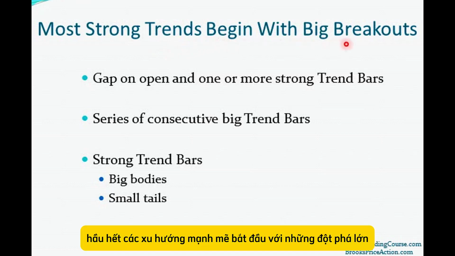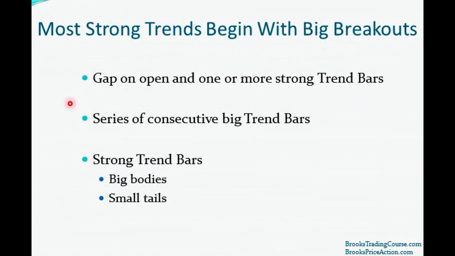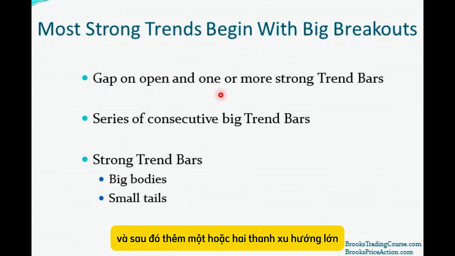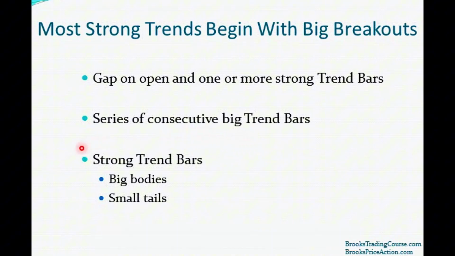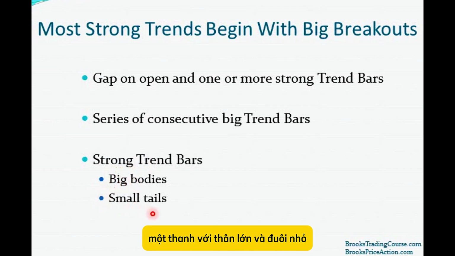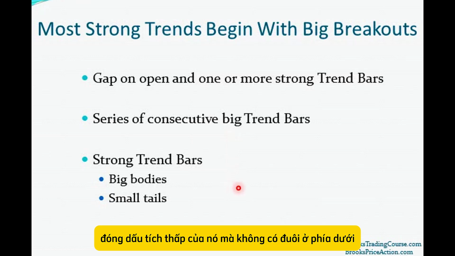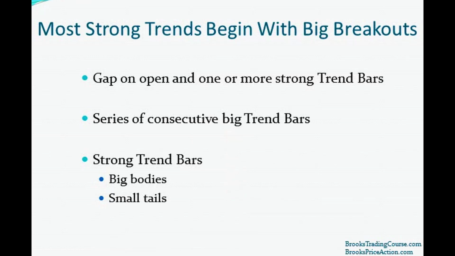Most strong trends begin with big breakouts, like a gap on the open and then 1 or 2 more big trend bars, or there can be a series of consecutive big trend bars. What constitutes a strong trend bar? A bar with a big body and small tails. So for example, a big bear trend bar closing on its low tick with no tail on the bottom.